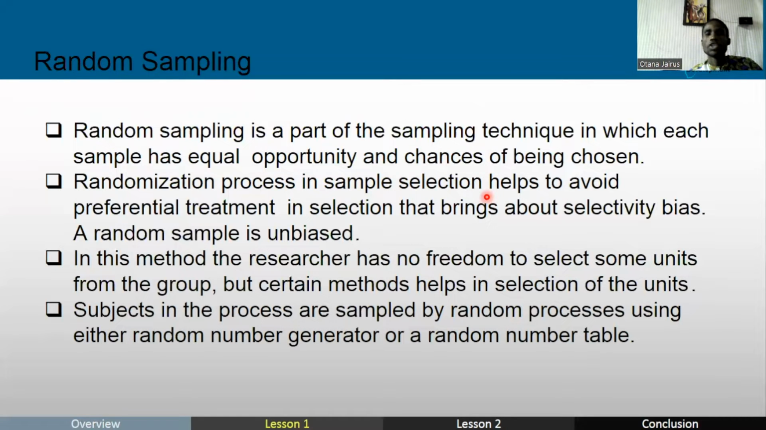In this method, the researcher has no freedom to select some units from the group, but certain methods help in selection of the units. Subjects in this process are sampled by a random process using either a random number generator or a random table generator. So mostly in random sampling, be aware that the researcher has no freedom to select certain characteristics of units, but it is generated using a random table, random generator, things like that. That's what you have to know in random sampling.